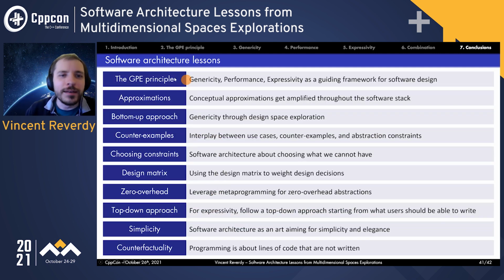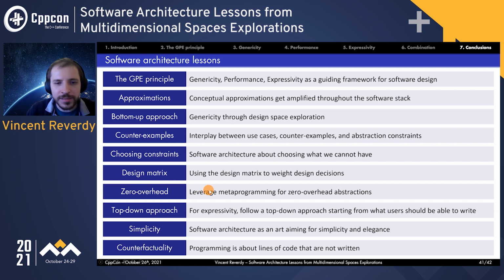So to wrap up, I have talked about the GPU principle, which is a good guiding framework to think about software design, focusing on genericity, performance, and expressivity. When you are dealing with conceptual approximations, the problem is that they are amplified throughout the software stack. To deal with genericity, a bottom-up approach is generally the best approach. And to find good abstractions, the question is about finding counterexamples to push the boundaries of the design space. Once the boundaries have been pushed, it's about choosing constraints to decide what will be taken care of in a particular piece of software, and using the design matrix to weigh between design decisions.